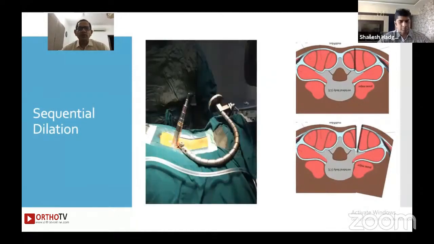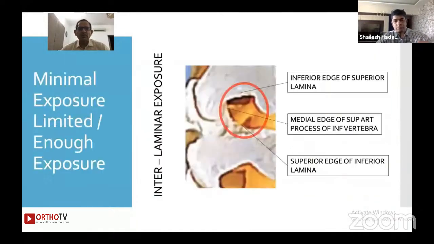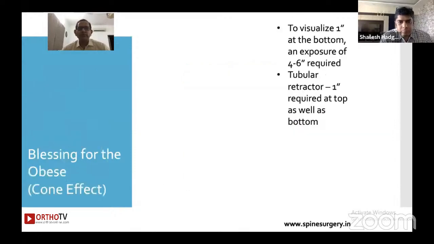Once you have inserted your first dilator, subsequent dilatation leads to development of a corridor through which you can eventually look inside and visualize the classic three areas which define your location. The topmost being the inferior edge of the upper lamina. Then on your side laterally you have the medial edge of the superior articular process of the lower vertebra, and lower down you have the superior edge of the inferior lamina. This is the classic interlaminar exposure which you should be able to visualize.